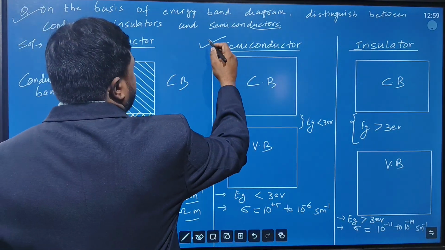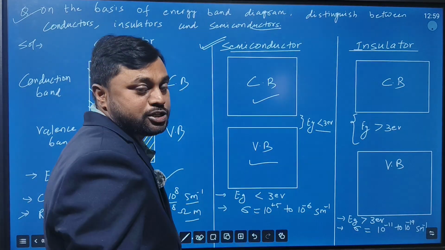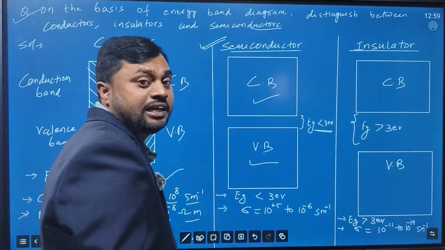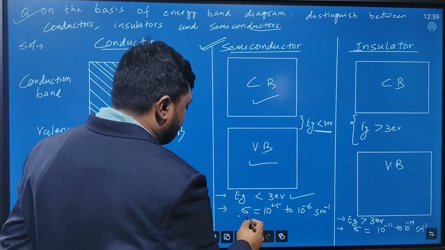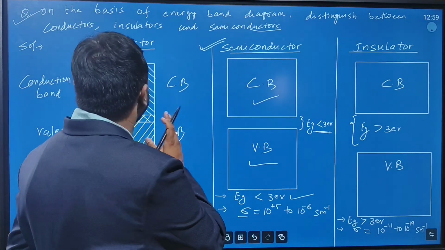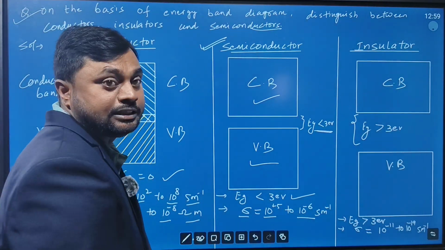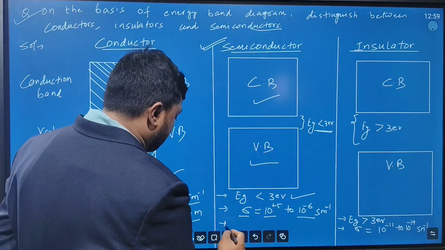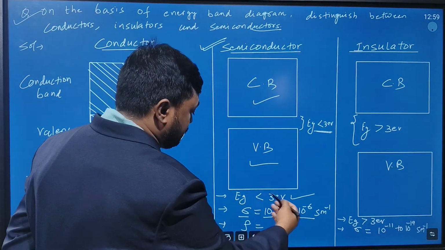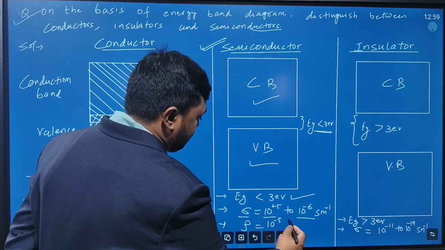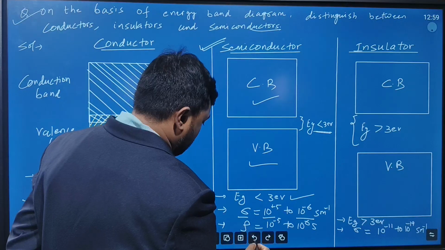When we talk about a semiconductor, there is a small energy gap between the conduction band and the valence band. It is generally less than 3 electron volt. Here the energy gap is less than 3 electron volt. Conductivity is intermediate between conductor and insulator, that is 10 to the power plus 5 to 10 to the power minus 6 Siemens per meter, whereas the resistivity will also be intermediate between the conductor and insulator. So just take the reciprocal, it becomes 10 to the power minus 5 to 10 to the power plus 6 ohm meter.